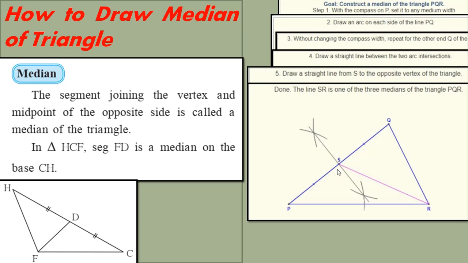So do the same procedure and draw the other two medians of the triangle. Also try to draw the altitude and median of a right angle triangle, acute angle triangle and obtuse angle triangle, and learn the properties of these different types of triangles related to the median and altitude.